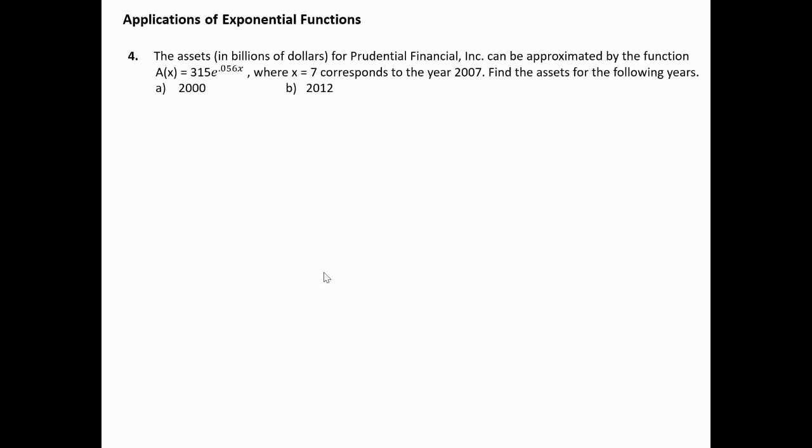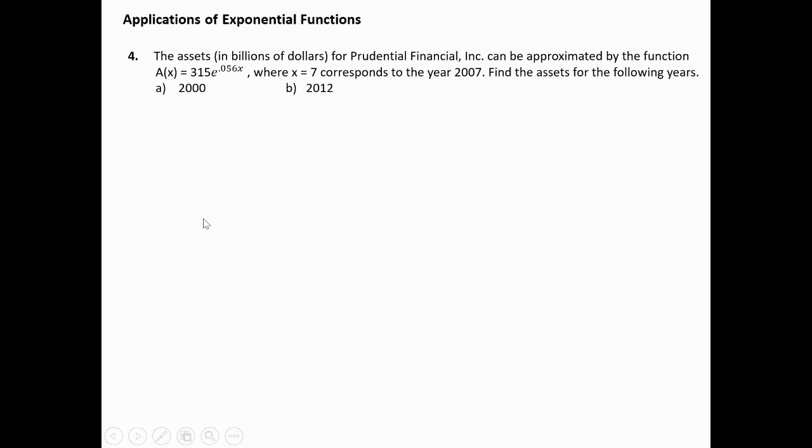Okay, now this is number 4. It says, the assets in billions of dollars of Prudential Financial Incorporated can be approximated by the function A(x) equals 315 e to the 0.056x, where x equals 7 corresponds to the year 2007. Find the assets for the following years.